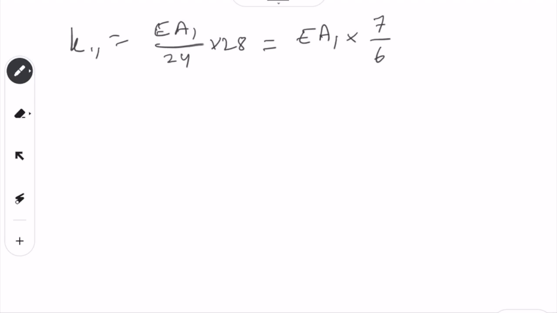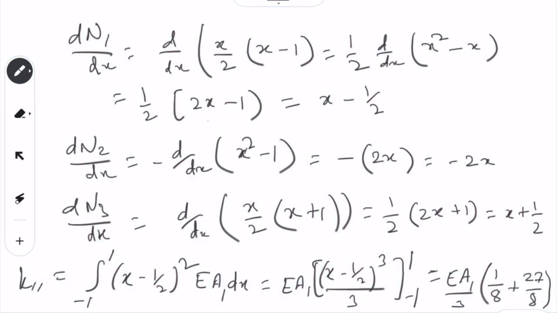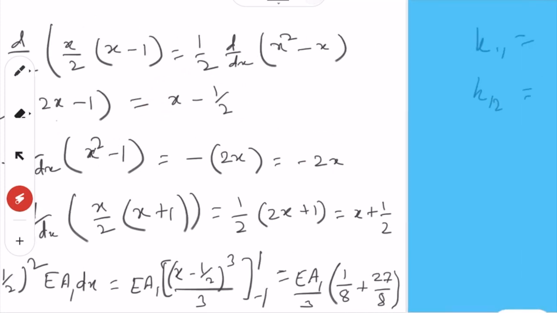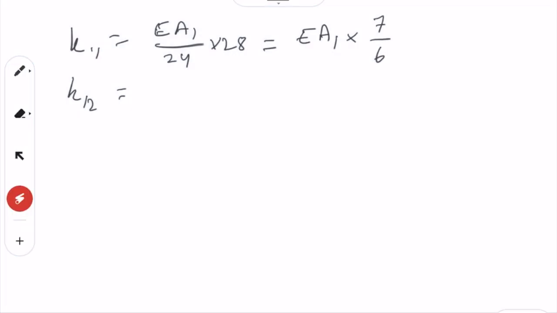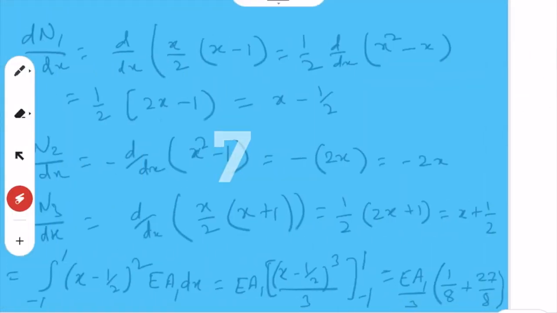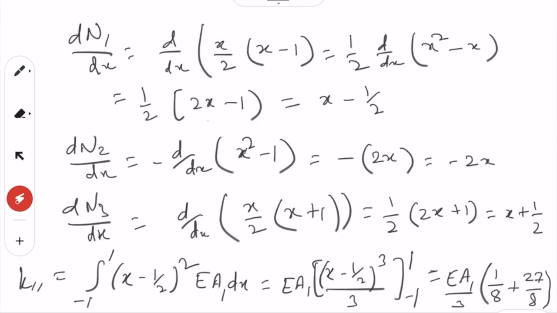Similarly, we can find out all of them one by one. In a similar fashion you can find K12. Let's say K12 will be equal to, if you see here, this multiplied by this, so you will have this and multiply this. By the way, we could have also used the Gauss quadrature to derive this one.